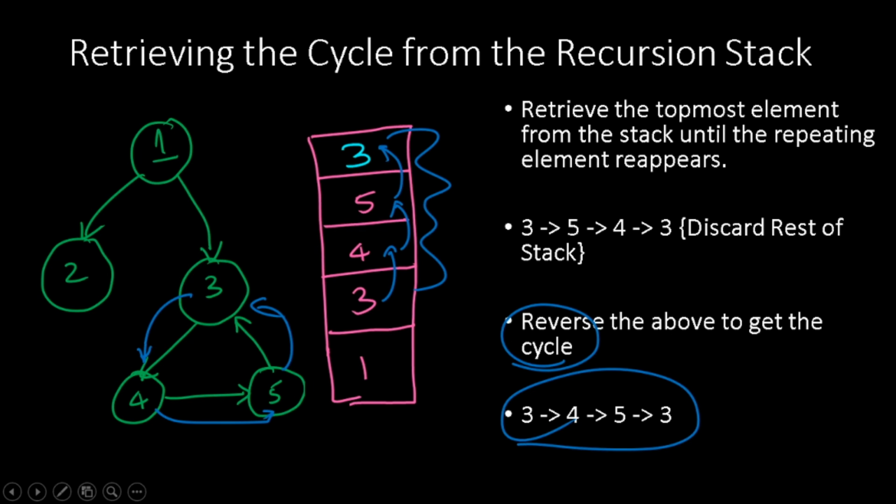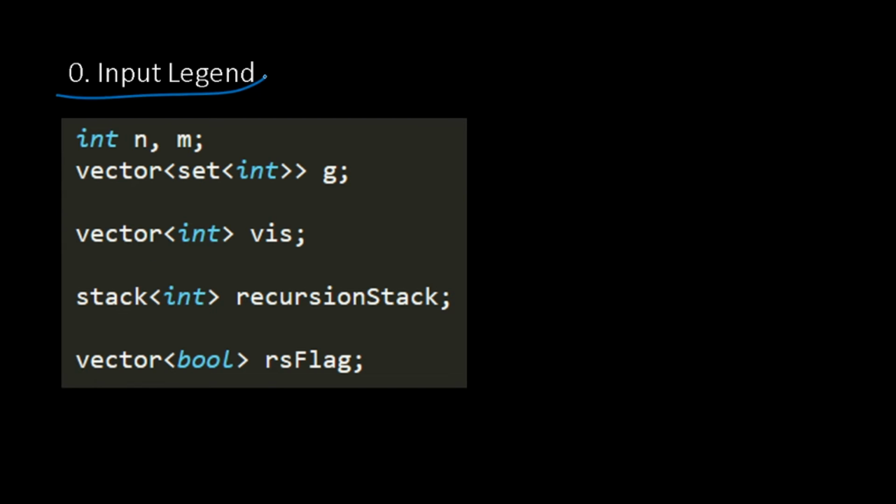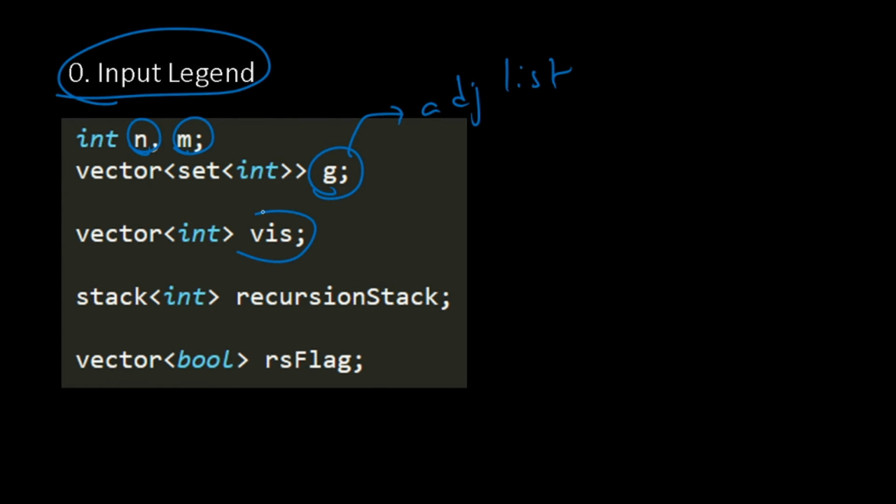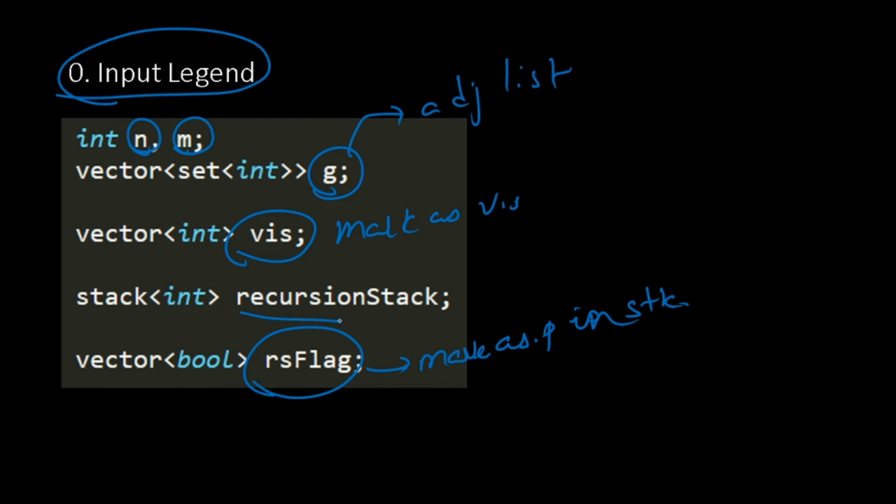Okay, now let's quickly implement it. For an input, we have the number of vertices, the number of edges, and a graph adjacency list. We have a visited array to mark as visited. We have a recursion stack array. What is the purpose of this? To mark as present in the stack. And we have an actual stack.